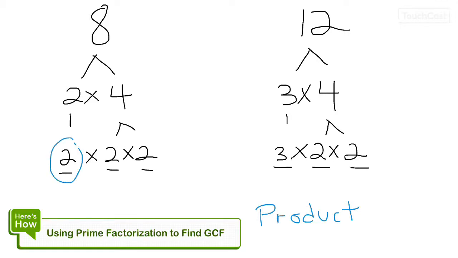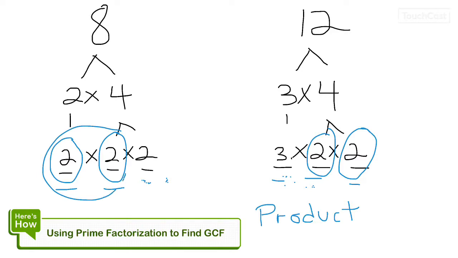So I see a 2 over here, and I see a 2 over here. I see another 2 over here, and I see another 2 over here. There's another 2 over here, but there's not one over here. So I can't circle this other 2 because they don't have it in common. And over here there's a 3, but there's not a 3 over here. So I can't circle a 3. So they have two 2's in common.